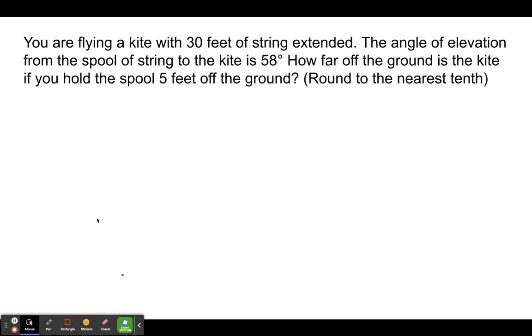Okay, so I'll start to draw out this image, and hopefully that'll be enough for you to be able to figure out which of the 3 functions you should be using to solve. Okay, so here's your spool. You're flying a kite. From the spool to the ground, it's 5 feet.